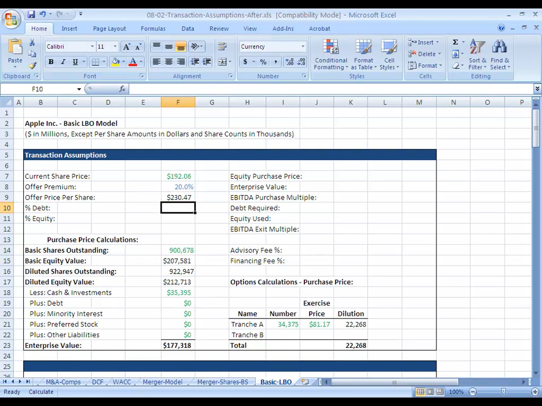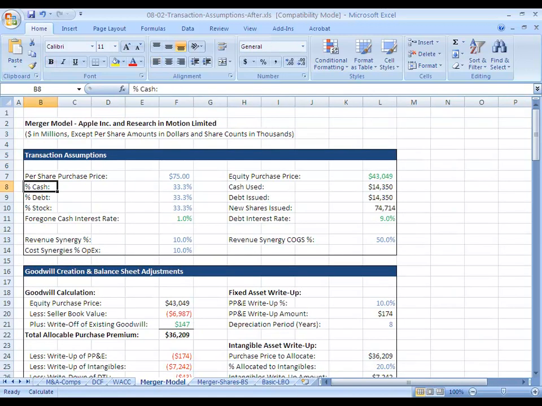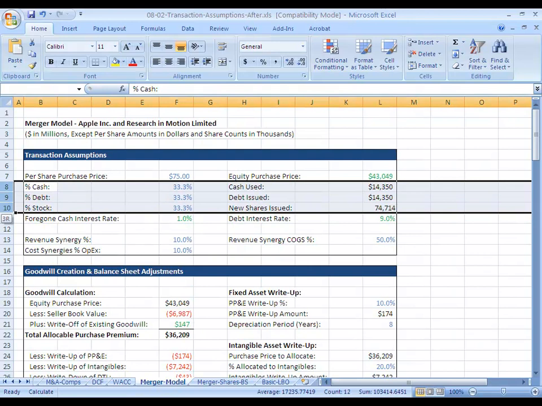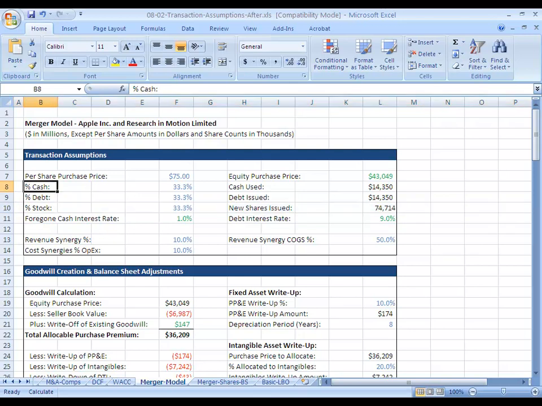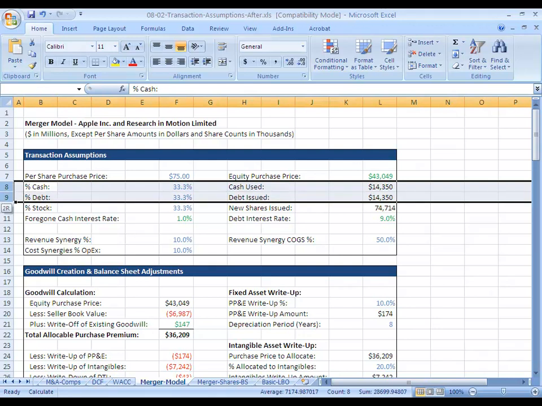Now the next assumption we want to make is how much debt we're going to be using to finance this purchase. In the merger model, we had three different possibilities: cash, debt, or stock. But with the leveraged buyout model, we cannot use stock because this private equity firm is not a public company, and even if they were a public company, market cap wise, they're going to be much smaller than Apple. So using stock is not a real possibility here. Private equity firms can only use cash and debt to buy a company like this.